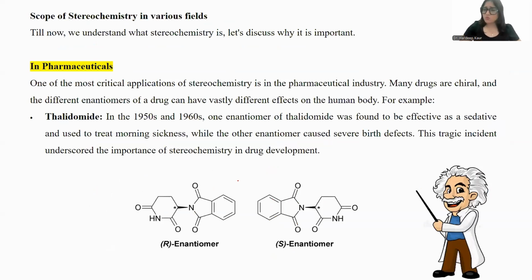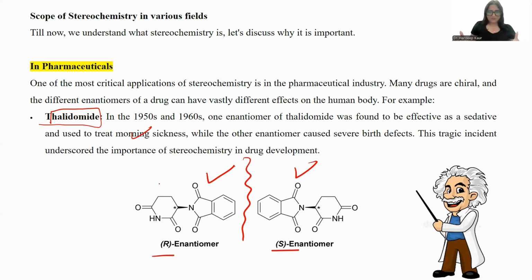Now, it's the scope of stereochemistry, why we are studying this first of all. In pharmaceuticals, there is one drug, thalidomide. What is thalidomide? It is very important, used as a sedative to treat morning sickness. It has two isomers, R and S. They have the same molecular formula but different structures.